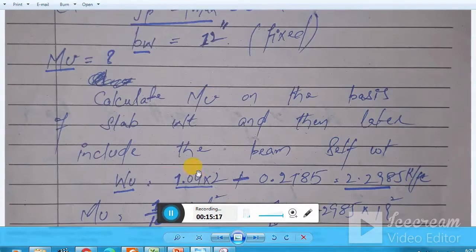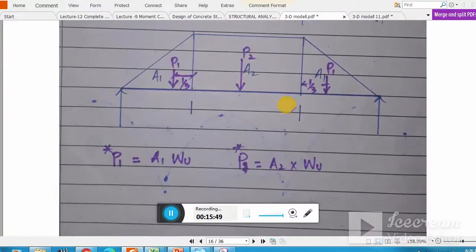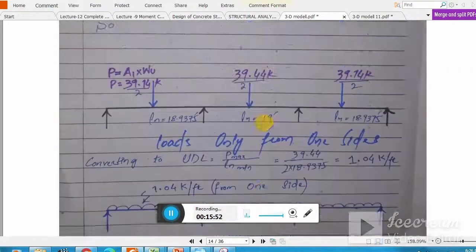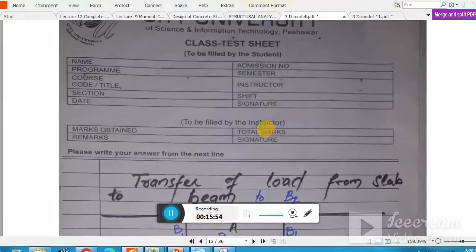This 1.04 is the load which is coming from the slab to the beam. I will explain this 1.04 in my coming lecture, I think in lecture number 8, inshallah. I will completely explain how the load is distributed to the beam, so you don't need to be confused about this 1.04. And this 2 is basically nothing; it shows that the load is coming from two directions.